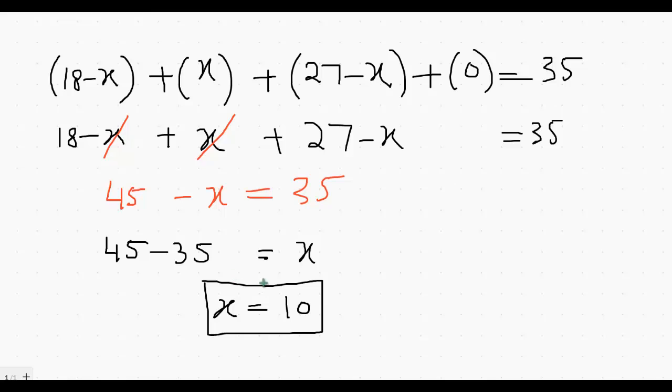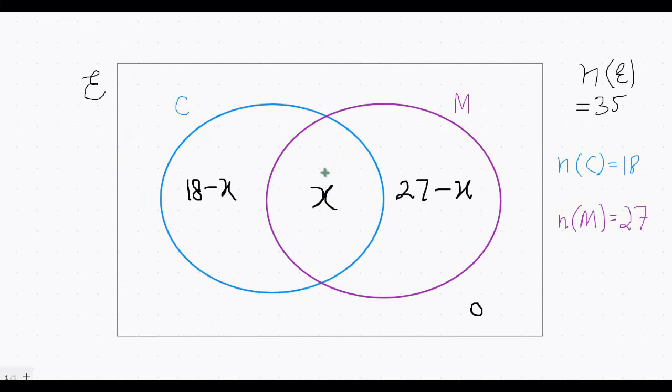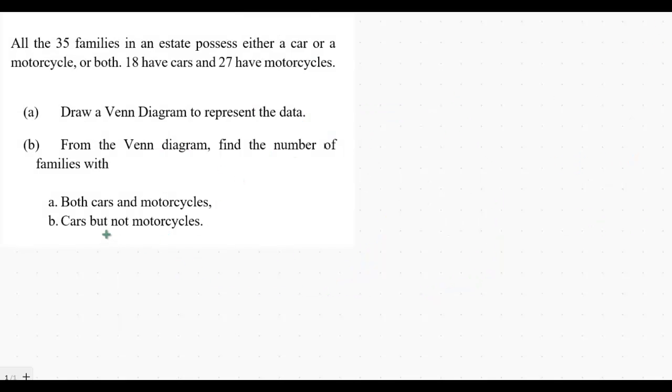Let's come back to the Venn diagram. This X was the number of families which have both car and motorcycle, so there are 10 families. Let's fill this in: X is 10. So the number of families which have only motorcycle is 27 minus 10, which is 17. And 18 minus 10 is 8, so 8 families have only car.